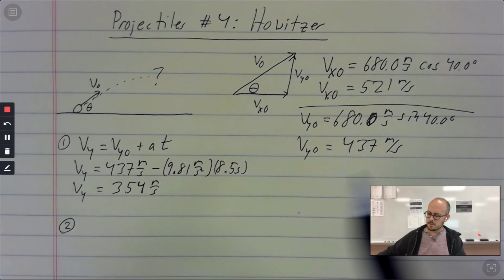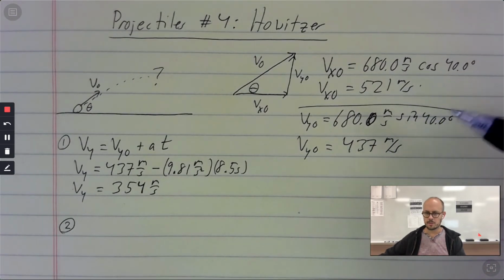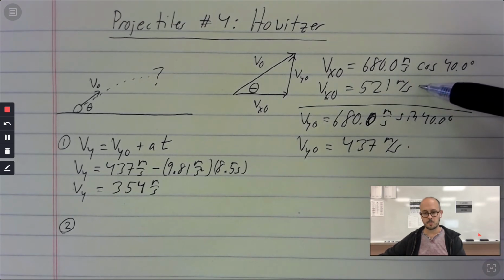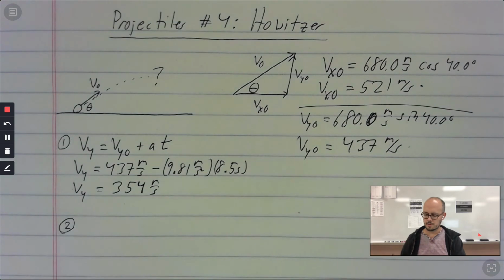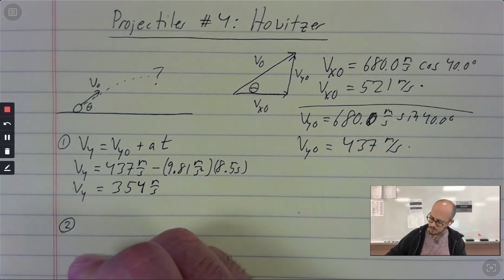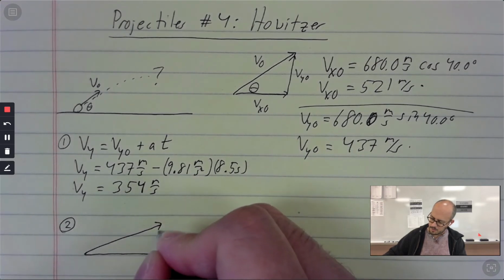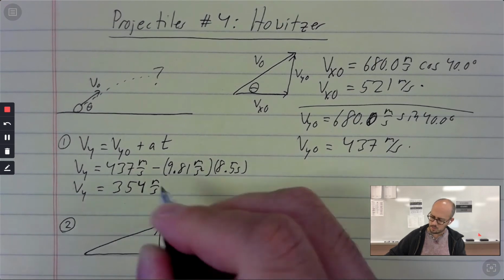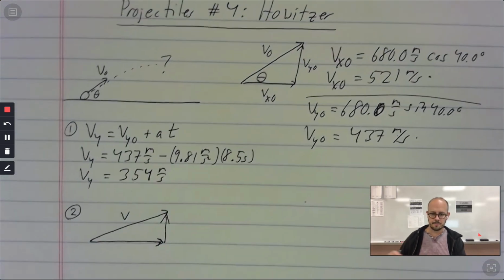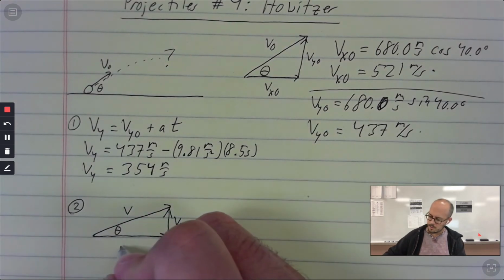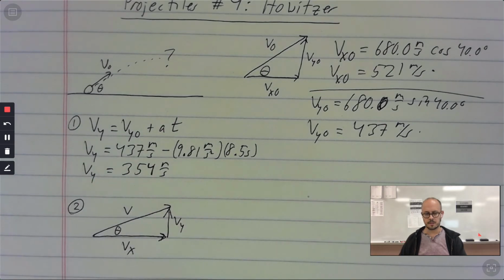So, I started with these two components, positive 521 in the x, positive 437 in the y. I still have that 521. I now am down to 354 in the y direction. So I'm going to draw a triangle. It's maybe going to look a little flatter than I started, just to show that there has been a change. And I'm going to put v here. This angle is going to be different. It's no longer going to be 40 degrees because the vertical velocity is different. That angle should be smaller. And then vy and vx. So these are going to be the final velocities.